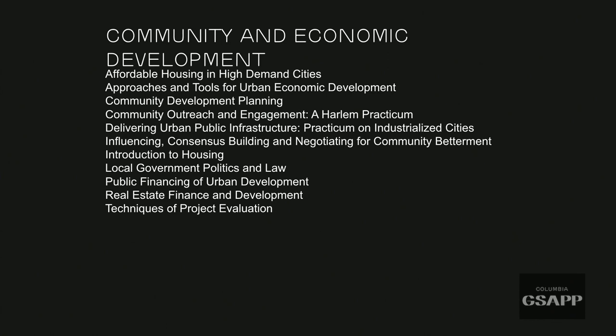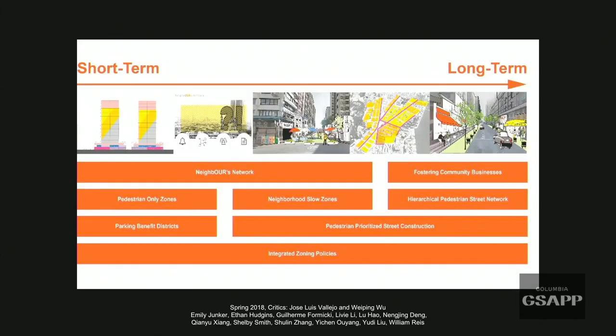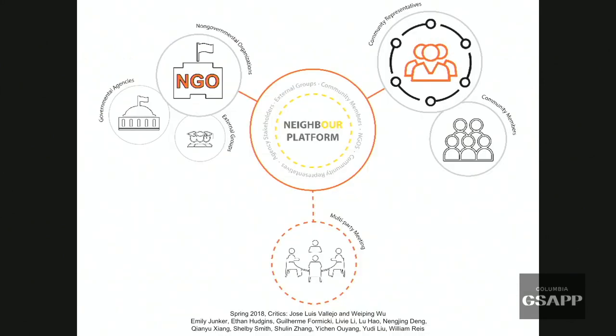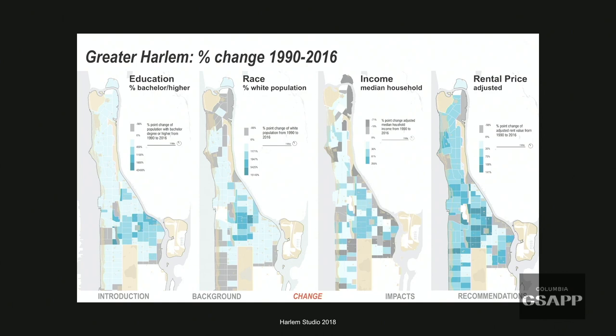And then our third concentration, community and economic development. And so you can see here a number of different courses. And some are on politics, and some are on infrastructure, and various different kinds of courses across the board. And these are some work examples our students have done in their studio work. This is on Hong Kong, in terms of looking at how communities can get together through an online platform, and our studio project in Harlem, paying particular attention to how different kinds of socioeconomic dynamics play out throughout time in this neighborhood.